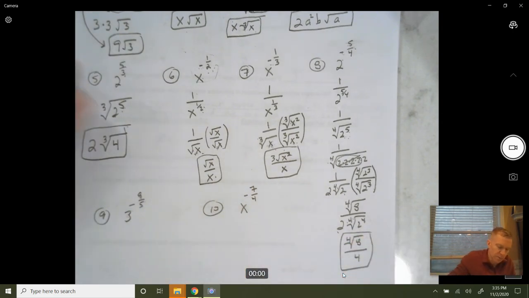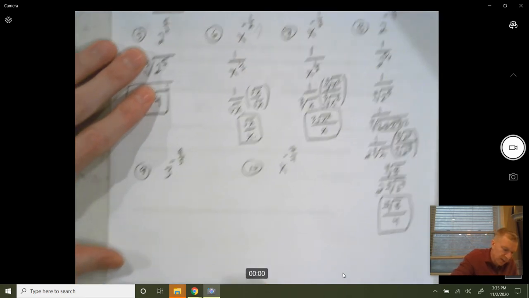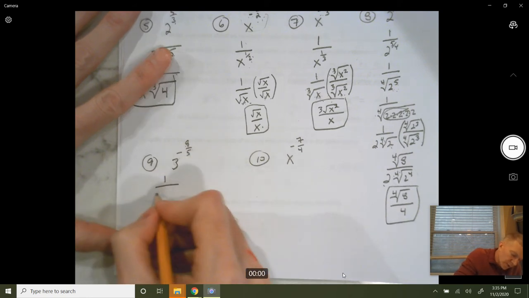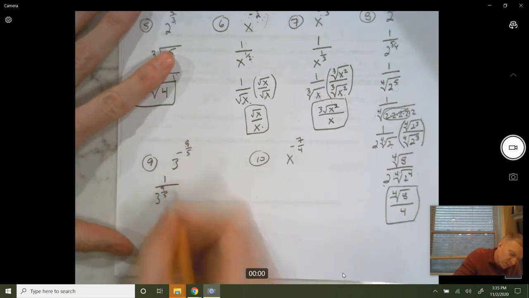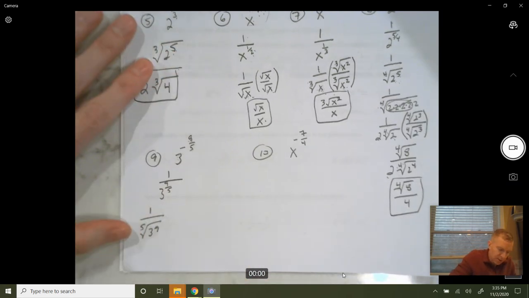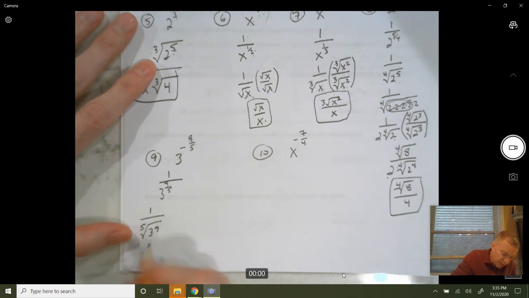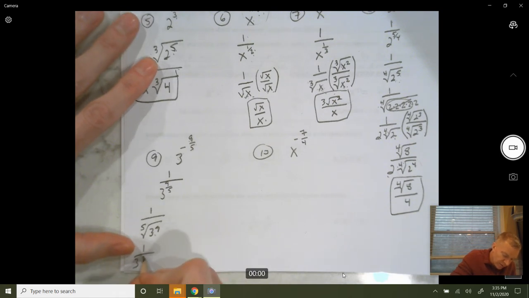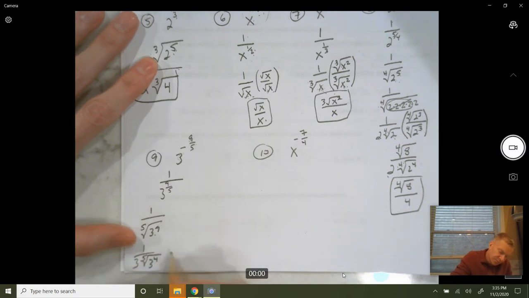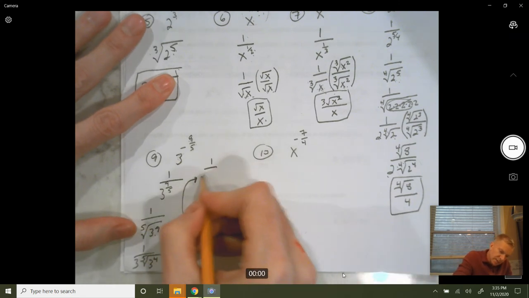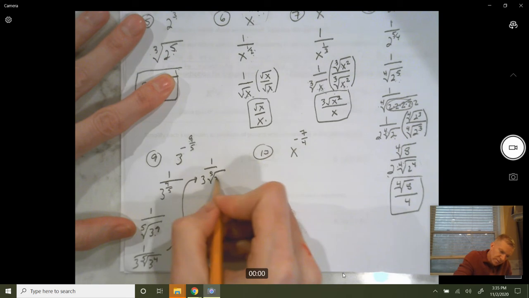Okay, let's do 2 more. I might run out of space. So this one, this goes down to the bottom. 1 over 3 to the 9/5, which is 1 over the 5th root of 3 to the 9th. Okay, we need 5 3's. We have 5 3's, so I can pull out a 3. When I take 5 of those 3's out, I'm left with 4 more of them. So the 5th root of 3 to the 4th. Let's bring that up here. 1 over 3 times the 5th root of 3 to the 4th.